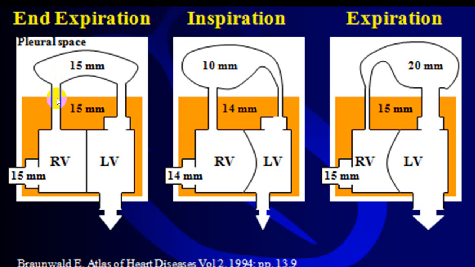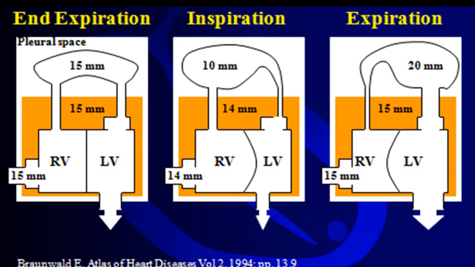So at the end of expiration, normally RV pressure is equal to LV pressure. During inspiration, the venous return to the RV is more. So that will shift interventricular septum towards left side. Because of this, the LV filling will be poor, cardiac output will drop. During expiration, more venous return from lung into LA and then into LV. So there will be increase in cardiac output during expiration. This will give rise to classical pulsus paradoxus.